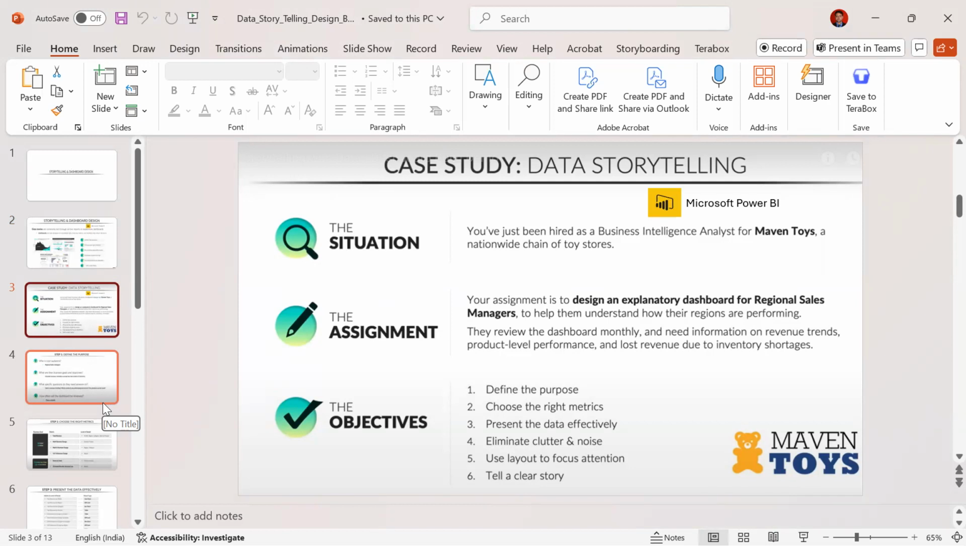So the objectives we need to think about here are, first, whenever you start any project, you need to define the purpose first. The purpose is why we are developing the dashboard, why the client is looking for this particular solution, what existing solution they are already using, how my solution is going to help them, and how effectively I can communicate. Second thing, choosing the right metrics.